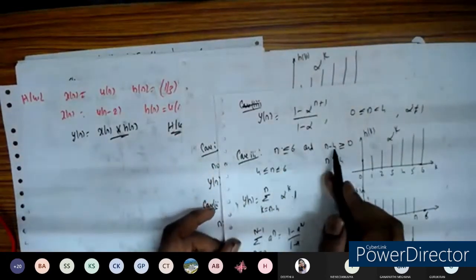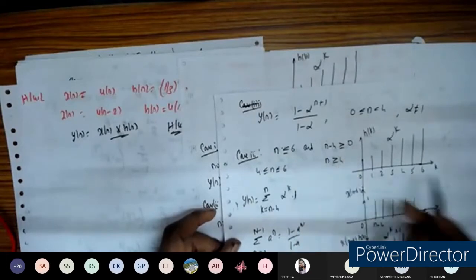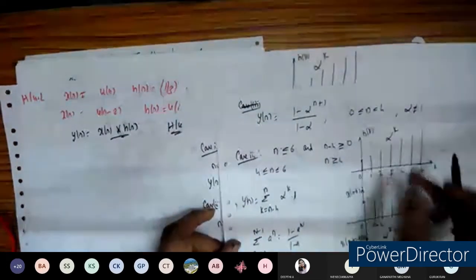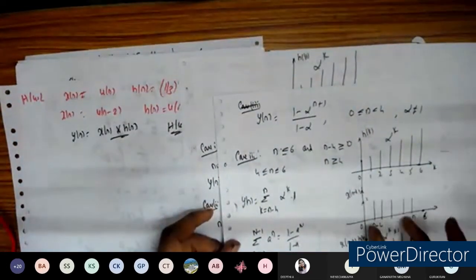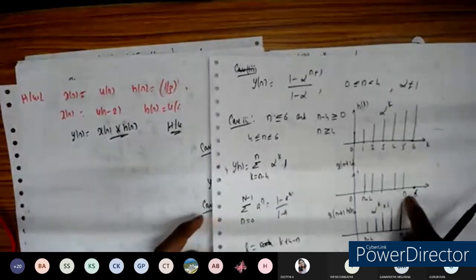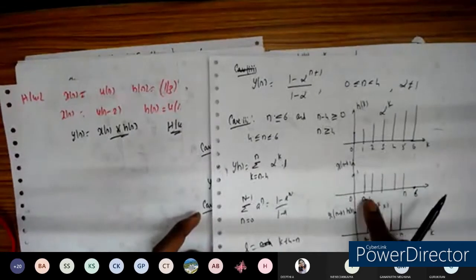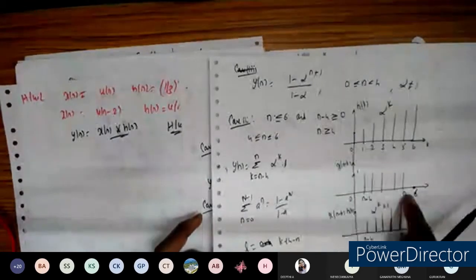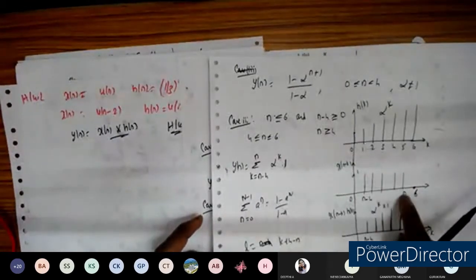N is less than 6, and n minus 4 is greater than 0, so this waveform is going to move between 0 and 6. It can take any value here. This set of data is going to take any values. So the overlapping will be there from n minus 4 up to n.